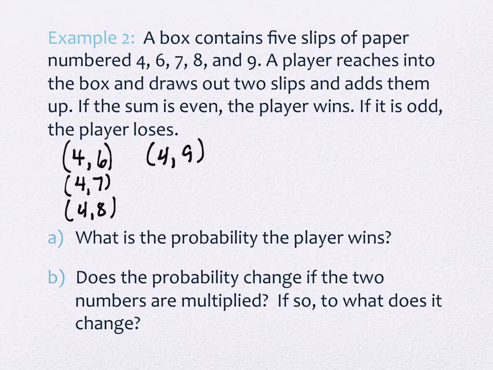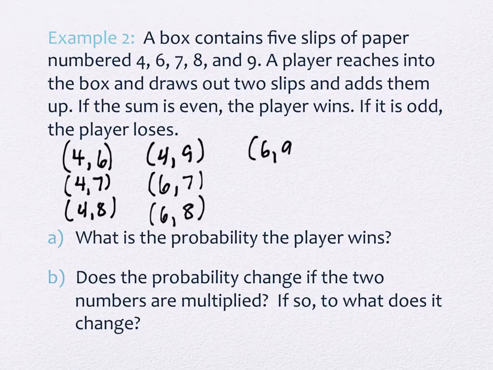I've already written all the ones down that have a 4 in it, so now we're going to say that we didn't draw a 4, we drew a 6. Well, I don't need to rewrite 6 and 4. I already wrote 4 and 6. That's a duplicate. So I could have drawn 6 and 7, or 6 and 8, or 6 and 9. That's all the ways I can draw a 6 and combine it with something else. So I'm going to exclude drawing 6s now. So maybe I don't draw a 6 and I draw a 7 and an 8, or a 7 and a 9. And then what's my last possibility? 8 and 9.